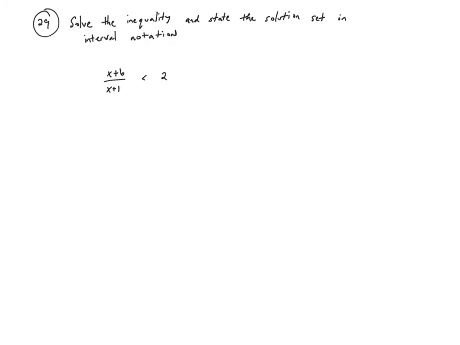Number 29, solve the inequality and state the solution set in interval notation. (x + 6)/(x + 1) is less than 2. First, we need to subtract 2 from both sides. We will get (x + 6)/(x + 1) minus 2 is less than 0. Remember to leave some space for yourself.